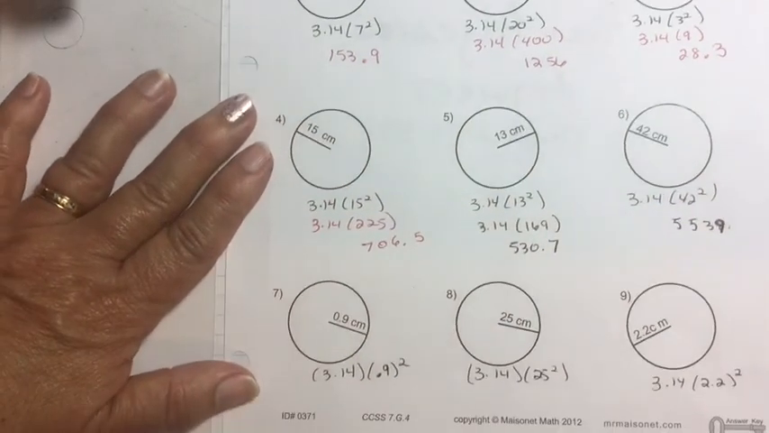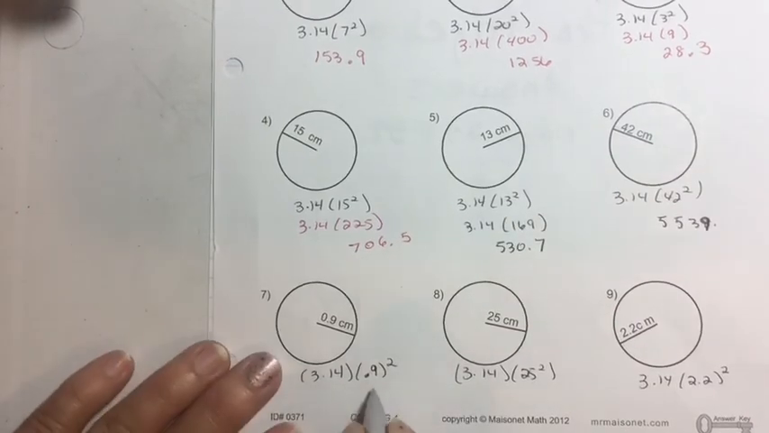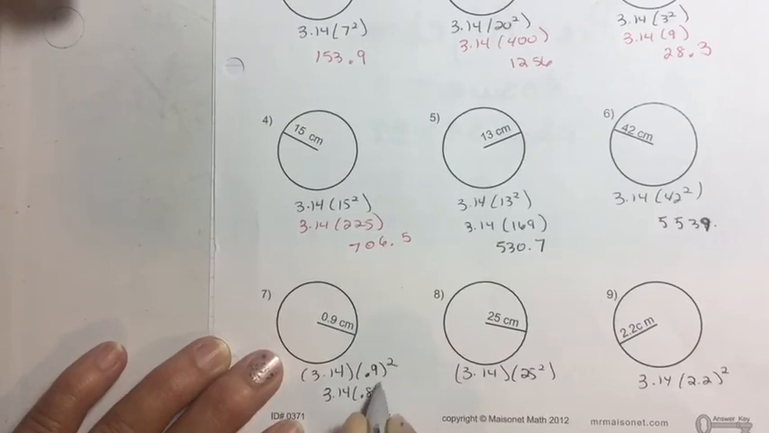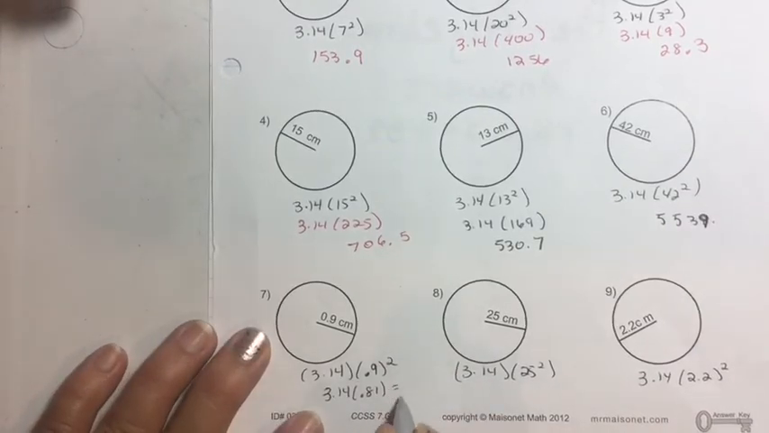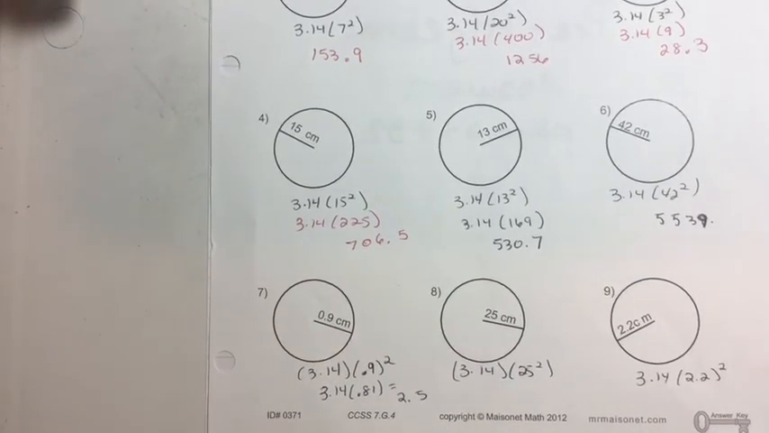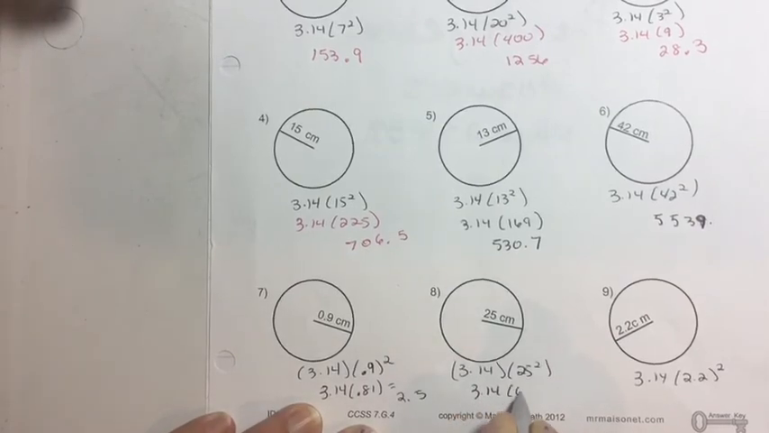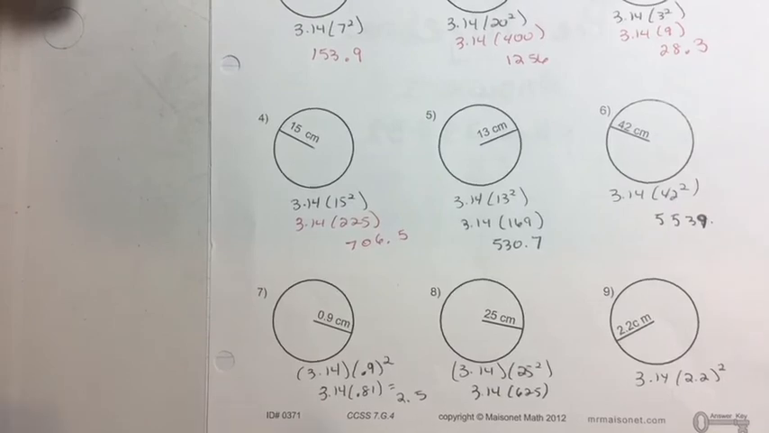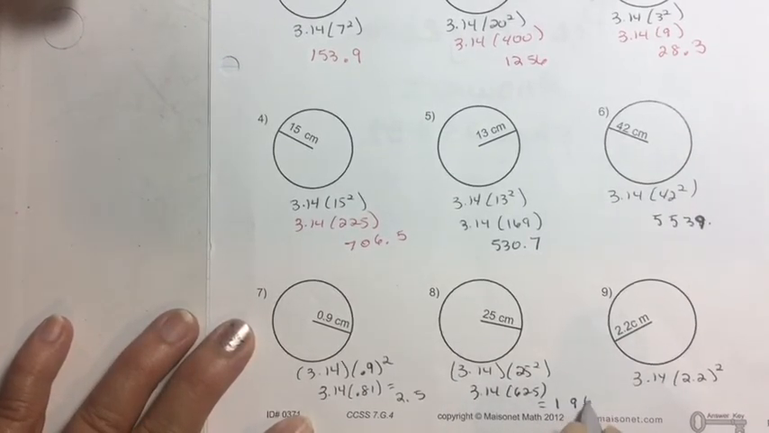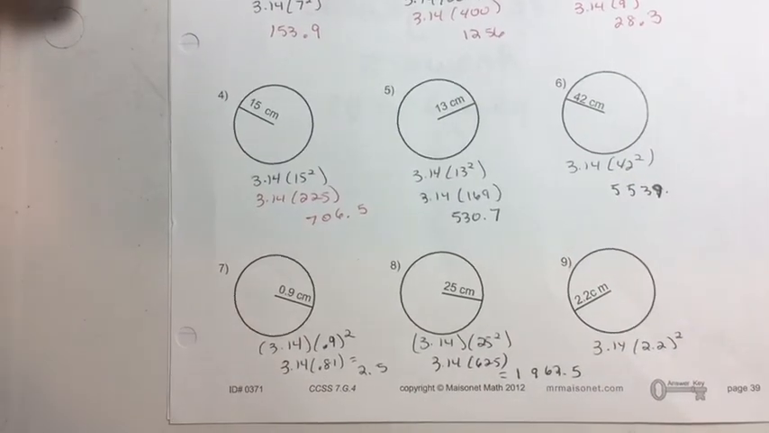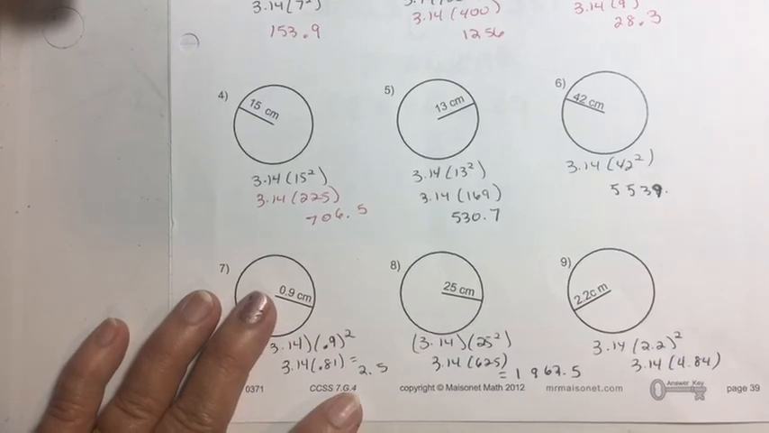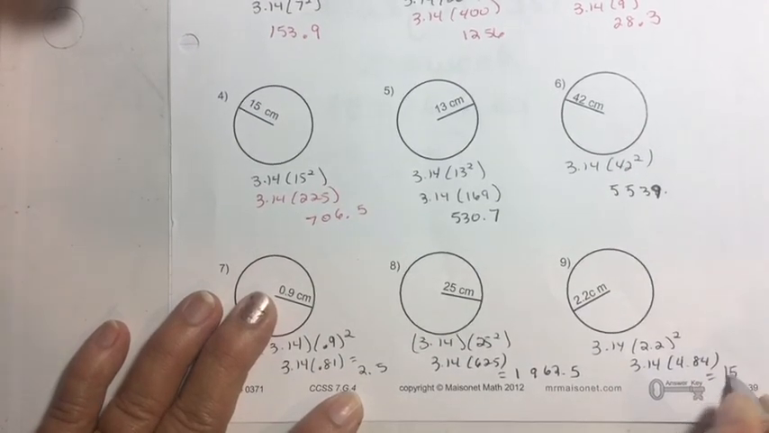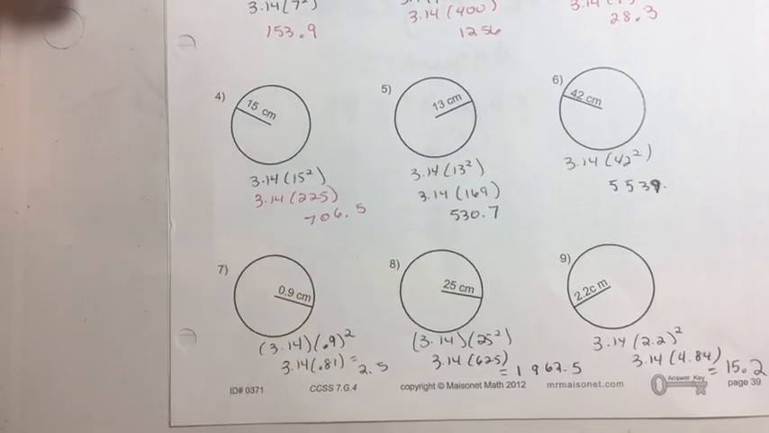All right, number 7, you have a 0.9 squared. Well, 0.9 times 0.9 is 0.81. So 3.14 multiplied by 0.81 gives you 2.5434. So just 2.5 is fine. All right, 25 times 25 is 625. Multiplied by 3.14 is 1,962.5. And then the last one, 2.2 times itself is 4.84. Multiplied by the pi, and you get 15.1976. So the 9 will make it round up to 15.2. Be sure to rewatch any of this that you might have had trouble with.